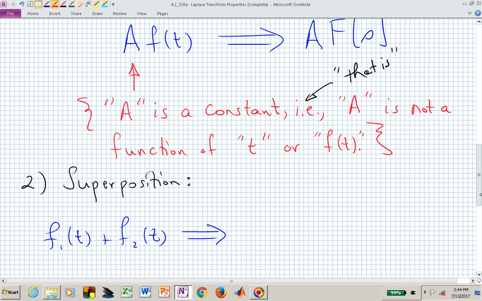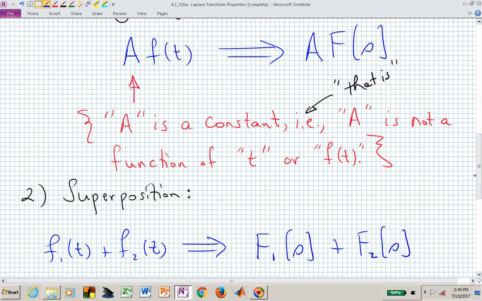The second property that we need in order for the Laplace transform to be a linear operator is superposition, and that says that if we have two waveforms, f sub 1 of t and f sub 2 of t, then if we Laplace transform that sum, that's the same as summing the individual Laplace transforms: the Laplace transform of f sub 1 of t, which is capital F sub 1 of s, added to the Laplace transform of f sub 2 of t, which is capital F sub 2 of s.